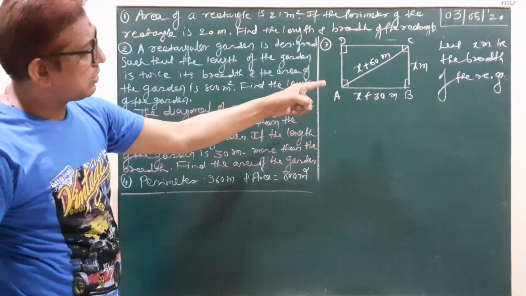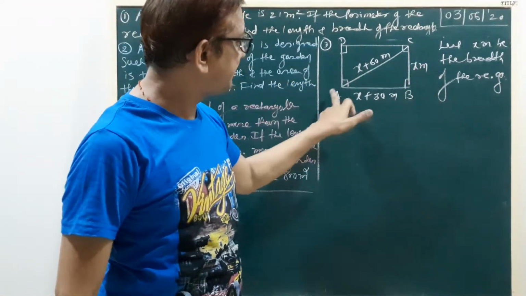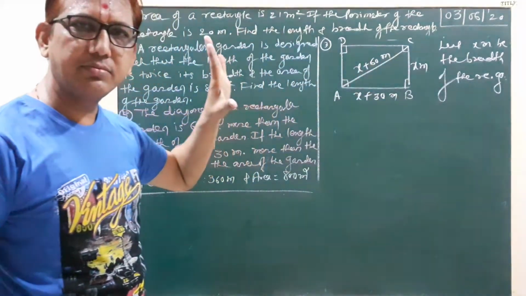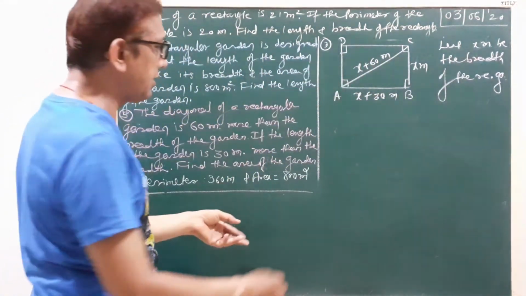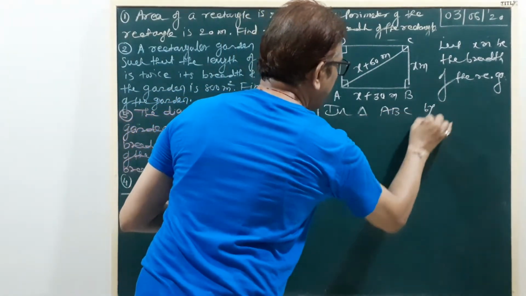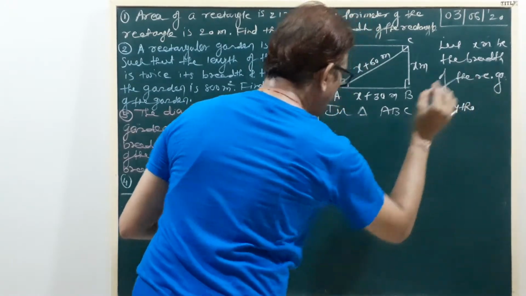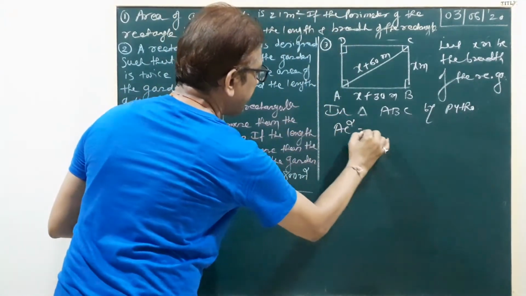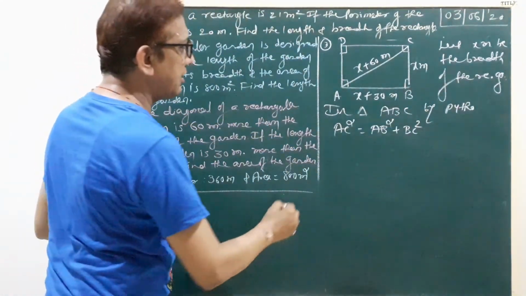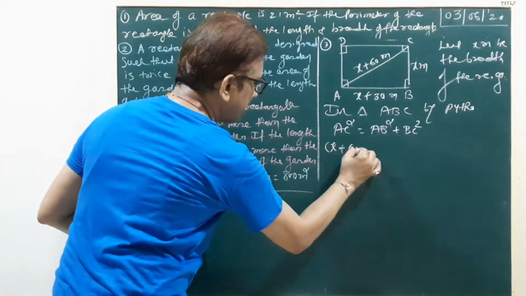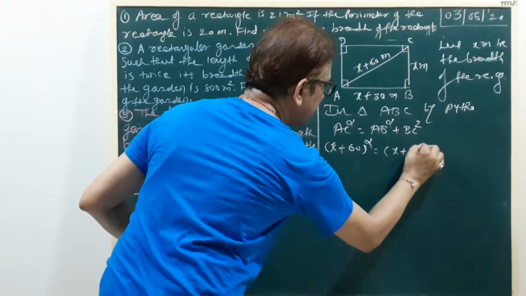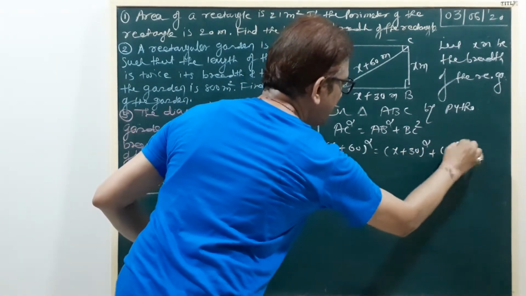So first here, look here, this is your right angle triangle. Right? Now in right angle triangle ABC, apply the Pythagoras theorem. In last video lecture we already did it. In triangle ABC by Pythagoras, AC square equal to AB square plus BC square. Okay? AC equal to x plus 60, AB equal to x plus 30, and BC equal to x.